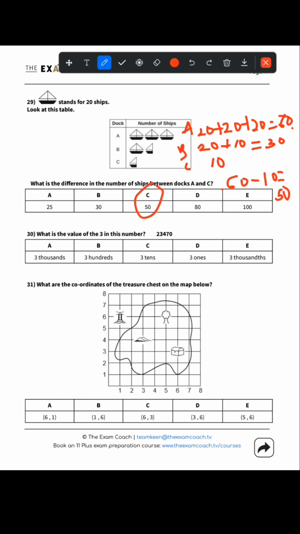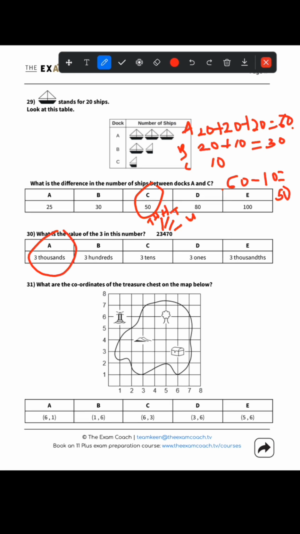What is the value of 3 in this number? 23,470. According to place value, the last number is the unit, for ones. The next number after the unit is tens. Then the number before that is hundreds. And the number before that is thousands. So 3 is 3,000.